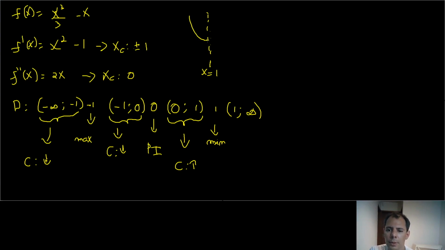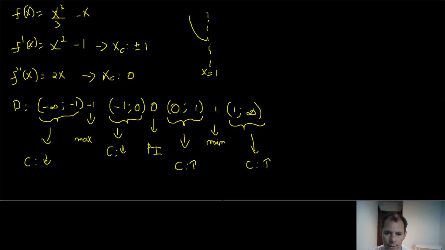If you have a minimum, you have to have a concavity up over here. Otherwise, if you had a concavity down like that, this would not be a minimum. So you have to have a concavity up. Do we have a concavity up in this domain here? Yes, we do. Why? Because if you pick a value from this domain, like 2, 2 times 2 is 4, the second derivative is positive, so the concavity is up.